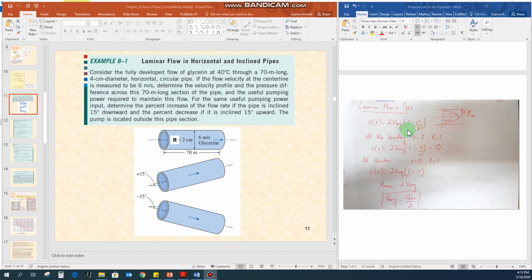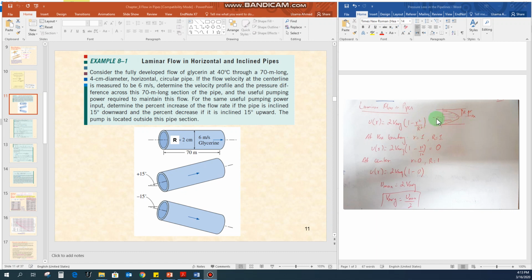In this particular equation, the small r represents the distance from the center of the pipeline, so it can change. The capital R represents the radius of the pipeline, which is fixed. Now we have to apply some boundary conditions to simplify this equation.